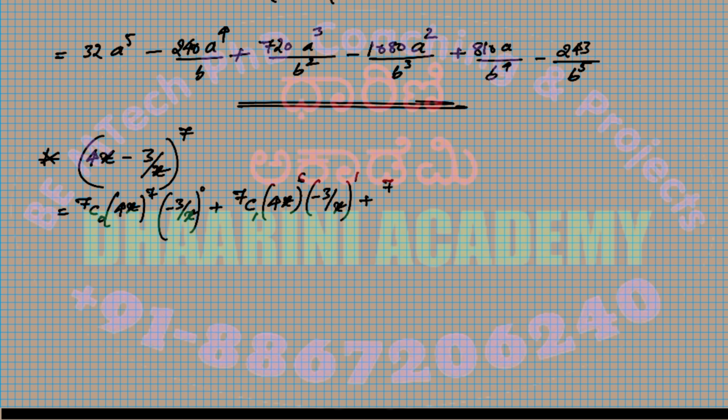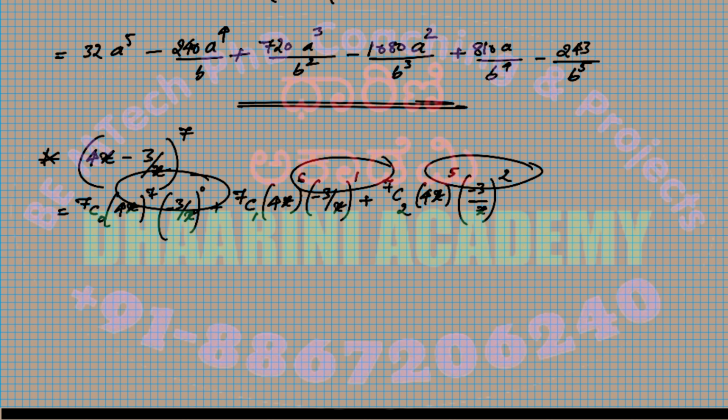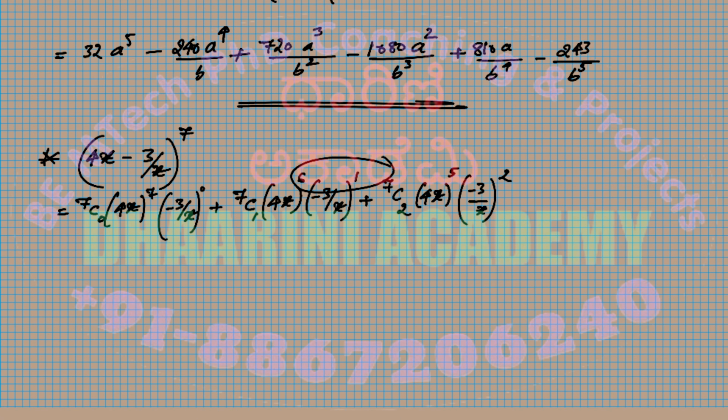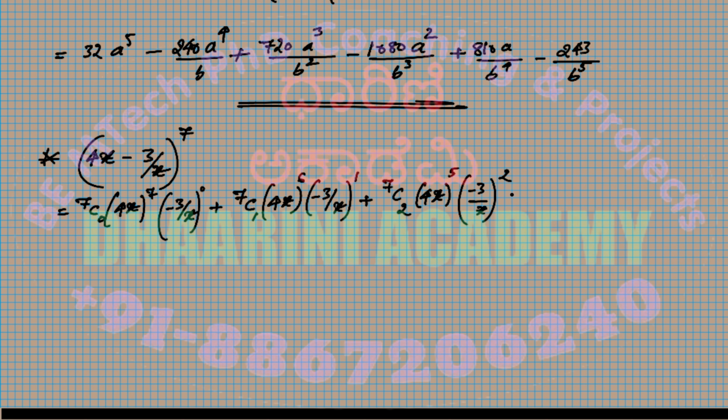Next term, that is 7c2 into 4x to the power 5, minus 3 by x raised to the power 2. So the sum should be 7 always. 6 plus 1, 5 plus 2, 7 plus 0, and so you can see that pattern will repeat. Next number, plus 7c3. So this is into 4x to the power 4, and the next number, that is minus 3 by x, should be raised to the power 3. 4 plus 3, so 7.